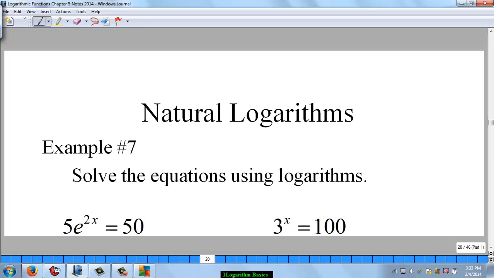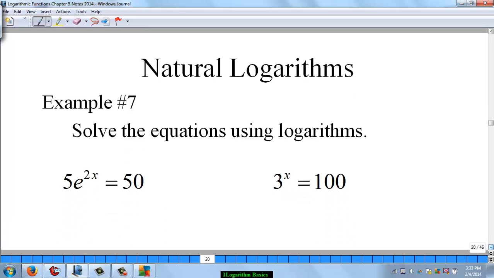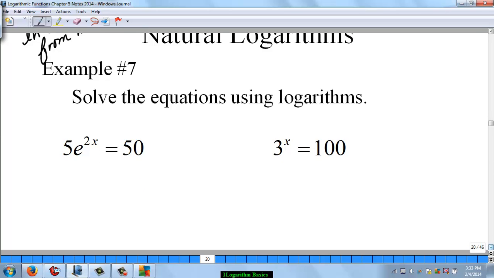Okay, let's practice a couple of examples, and from now on you're going to ln everything. I don't care what your book says, I don't care anything, but from now on you're going to use ln. No log. I don't care what your book says, unless you have a log in your equation. So let's do a couple of these.